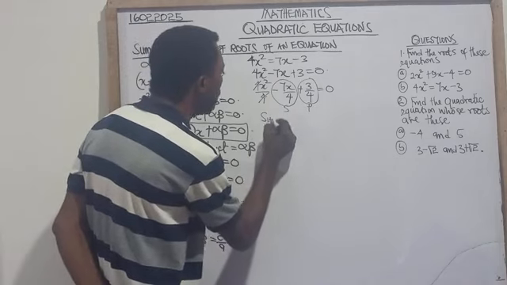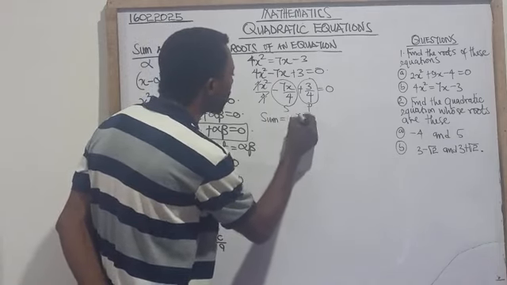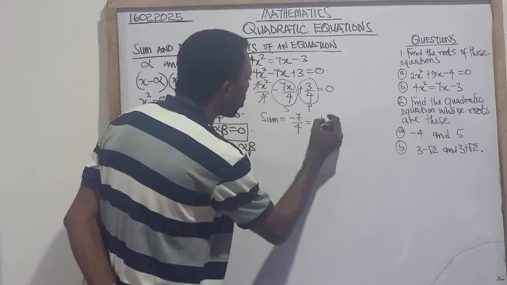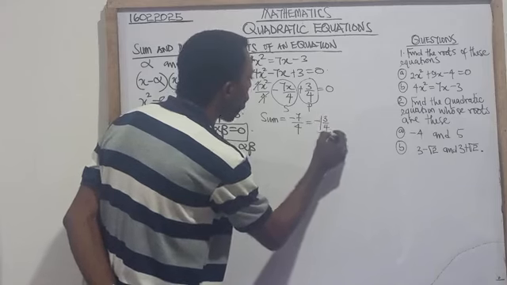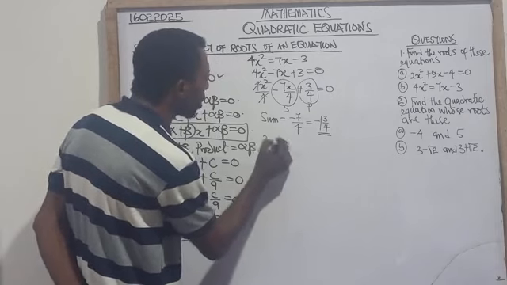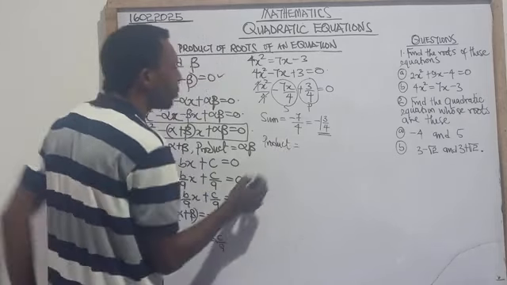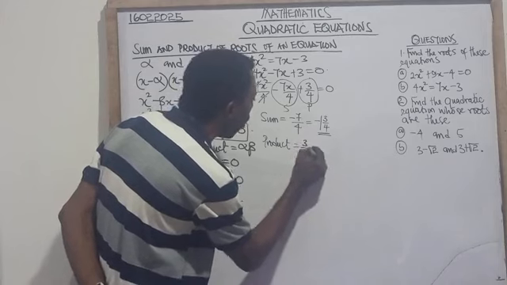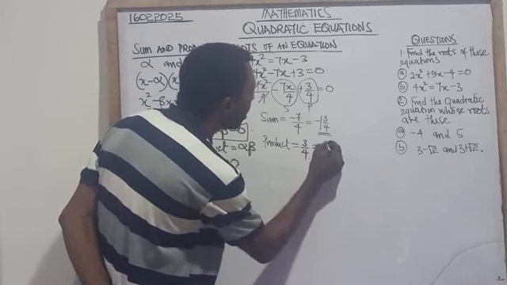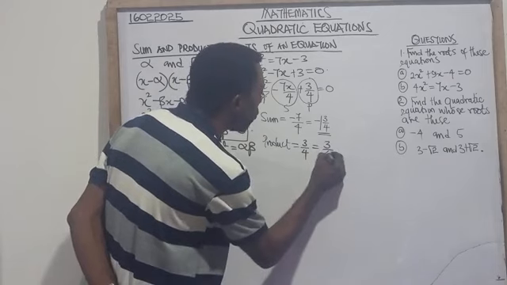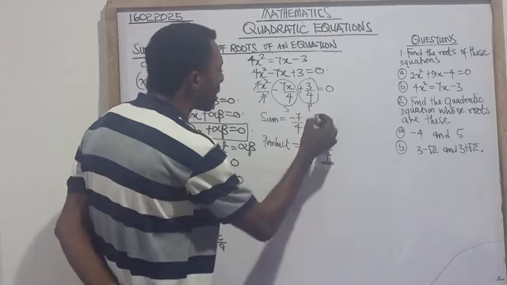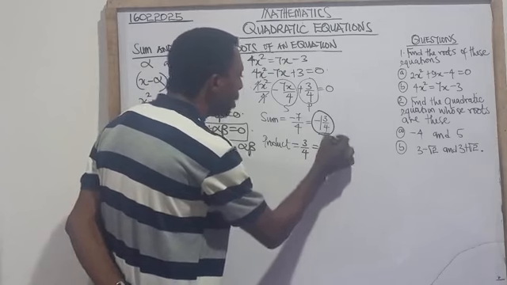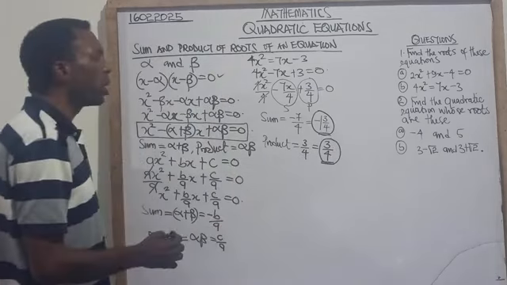So we now say the sum is equal to minus 7 over 4, which will give us minus 1 whole number 3 over 4. That's for the sum. Then when we talk about the product, it will be 3 over 4, which remains as 3 over 4 as a fraction. So these are the sum and the product. These are the two roots of the equation, the first one and the second root of the equation.